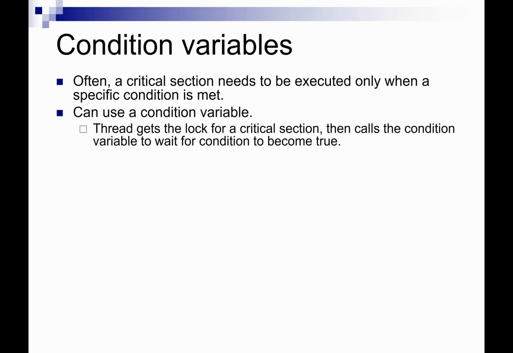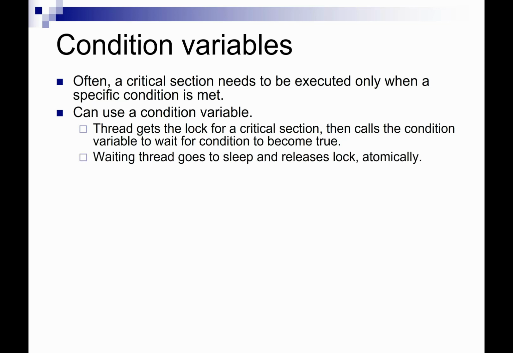The way this works is that a thread is going to get a lock for a critical section, but it should only execute that critical section when the condition occurs. So after the thread gets the lock for the critical section, it's going to call the condition variable. If the condition is true, then the thread can go do the critical section. But if the condition is false, then the thread should wait until the condition becomes true.